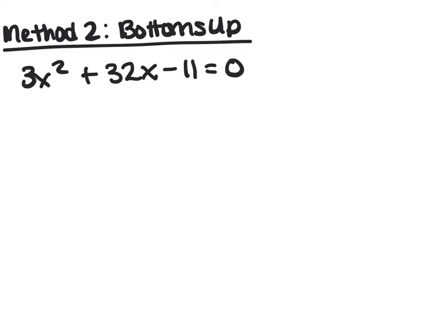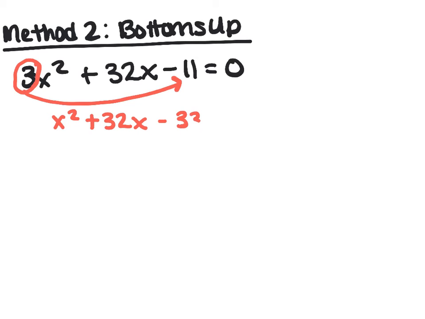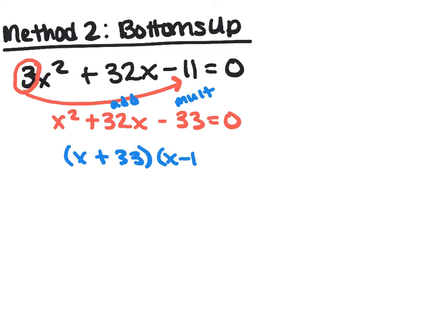Now the other method we talked about using to solve a quadratic by factoring is bottoms up. The first thing you do with bottoms up is multiply the value of 3 over to the last number. So it becomes x squared plus 32x minus 33 equals 0. Then we're going to factor like you normally would. So you want to find what two numbers multiply to negative 33 and add to 32. And if we go through and guess and check with those numbers, you're going to end up getting x plus 33 times x minus 1.